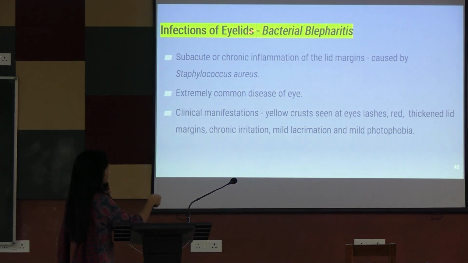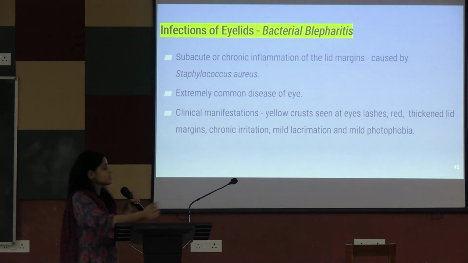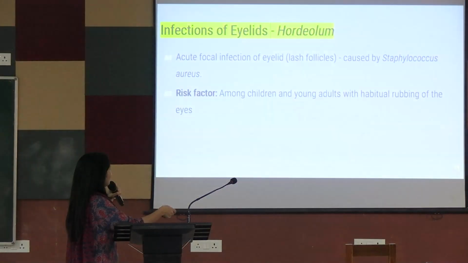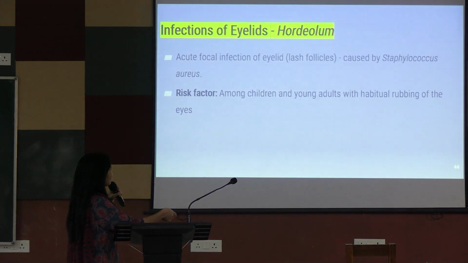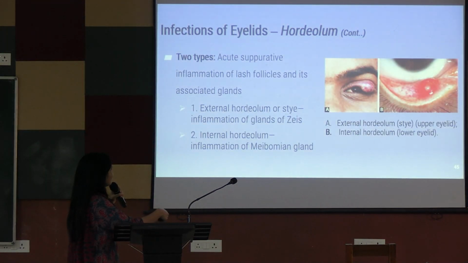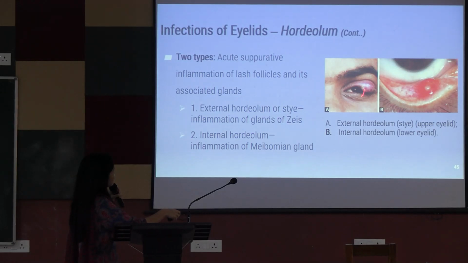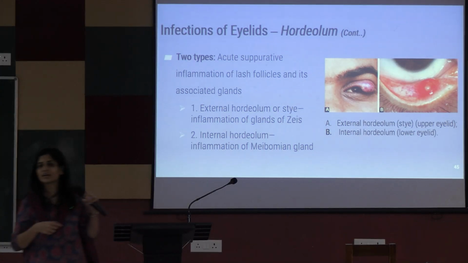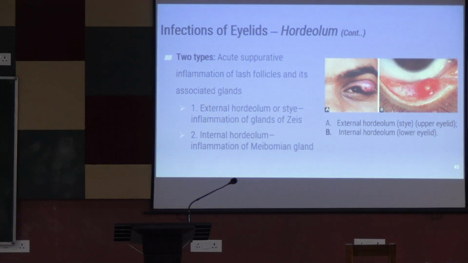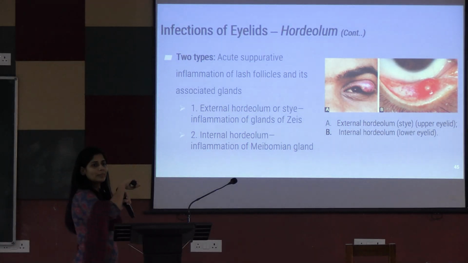Coming to eyelids, the infection of eyelids is known as blepharitis. You have to think about two kinds of infections. Hordeolum relates to infection of two kinds of gland. External hordeolum or stye is inflammation of the gland of Zeis, where the upper eyelid is involved, and internal hordeolum is inflammation of the meibomian gland. One of the very commonly seen MCQs. Inflammation of the upper eyelid, stye. Infection of the internal hordeolum, inflammation of the meibomian gland.